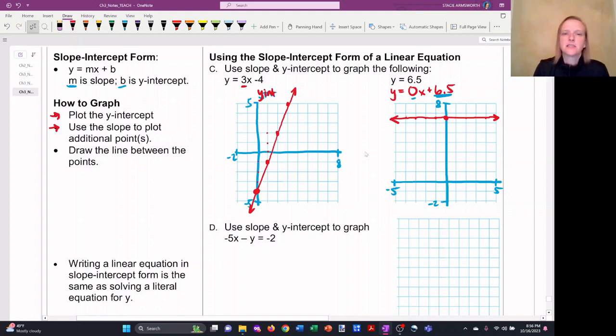Let's look at the next example. This says use the slope and y-intercept to graph -5x minus y equals -2. Notice that this is written in standard form, and we learned last class how to graph equations in standard form. But this example is asking me to use slope and y-intercept to graph it. So I need to rewrite this equation so that y is all by itself on one side of the equation. Writing a linear equation in slope-intercept form is the same as solving a literal equation for y, getting y all by itself on one side of the equation.